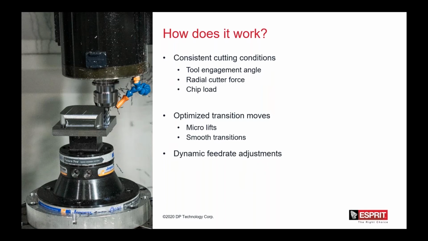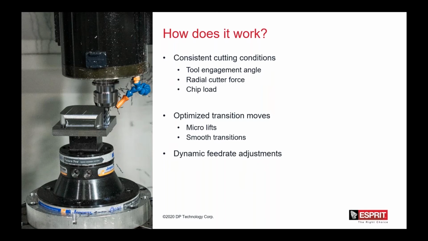It's a much reduced load on the tool when getting into corners. We reduce the feed as you're going into a corner, which is one of the advantages. We have optimized transition moves within the cycle. We have what are called micro lifts. So as it's doing its climb cutting, it's doing a radial move.